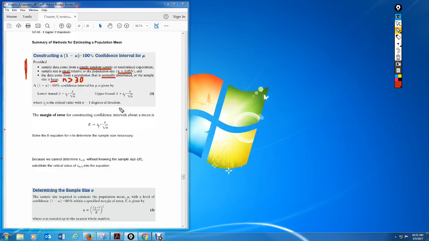All right. So exactly like we did for the proportions, we're going to calculate the margin of error. And here is the formula down here for the margin of error. E equals the critical t-value times S, which is the sample standard deviation, divided by the square root of the sample size. And then just like we did before, and this is what they're showing here, we're just going to take X bar plus or minus the margin of error E. So this is X bar minus E, X bar plus E.